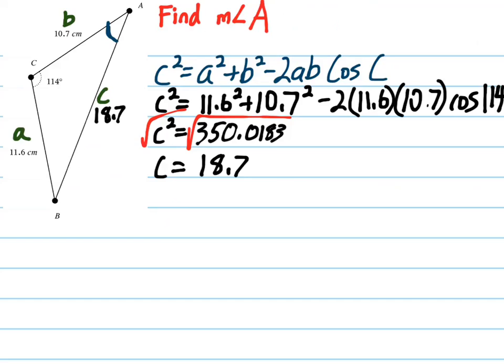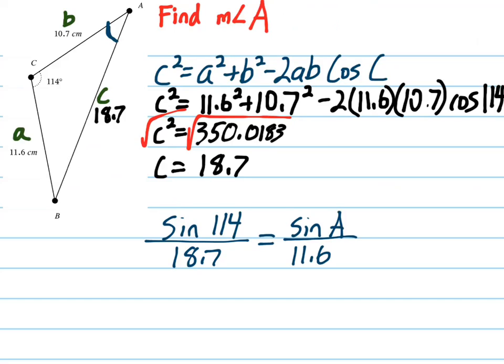Now that I've got little c, I have big C and little c, so I do have a side and its opposite, so law of sines can be used again. Law of sines is typically quicker and not near as much algebra to deal with. We just have to do the cross multiplication. So I'm going to set up a law of sines now. Sine of 114 over the 18.7 is going to be equal to sine of A over 11.6.